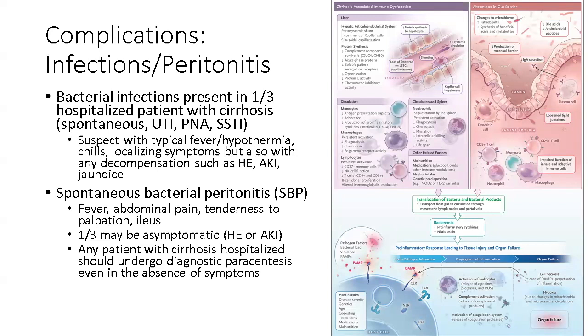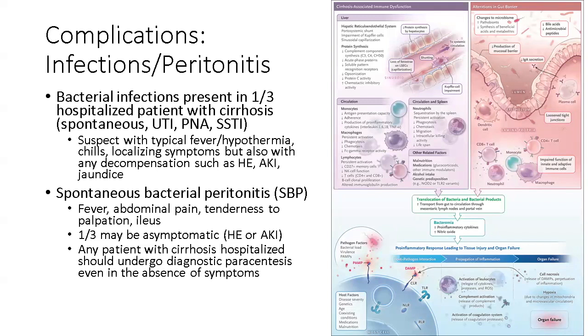And then SBP in particular: fever, abdominal pain, and tenderness to palpation, and it may or may not have an ileus associated with it, but 1/3 of patients may be asymptomatic. That's why we're telling people when they come into the ER, please get a diagnostic tap for us. I know they're not having belly pain, but they have big ascites, they still need a diagnostic tap. So we should be pushing the ER to get a diagnostic tap, or we should be getting one as soon as these patients are coming in.